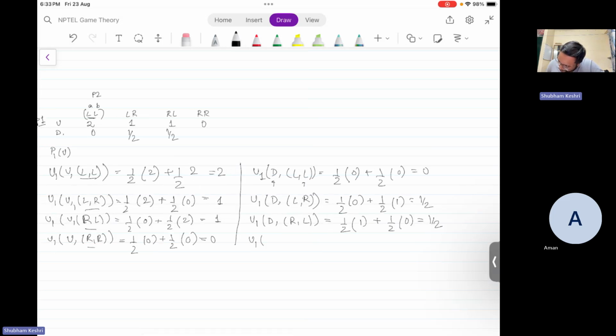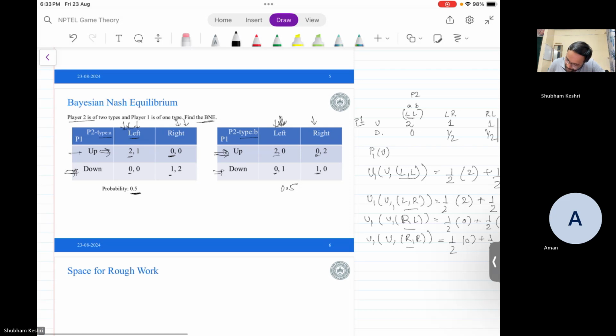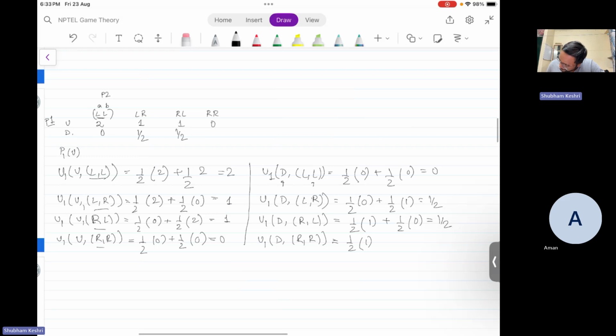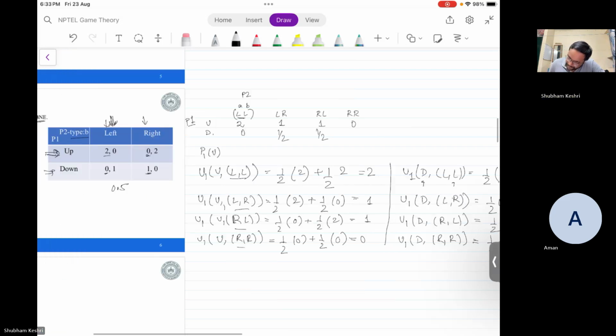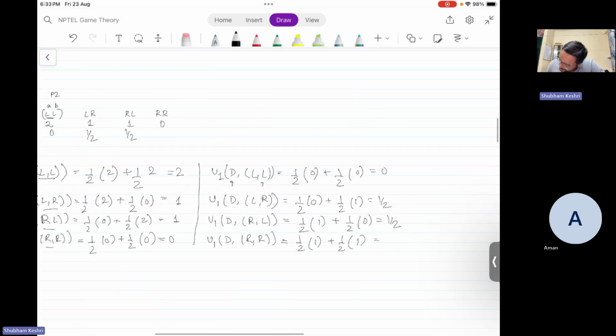Now the utility of player 1 when he plays down and the other player, player 2, is playing R, R. Again I'll repeat, player 2A is playing R and player 2B is playing R, which will become half times... You see, player 1 is playing down and player 2 is playing R, he's getting a utility of 1. Alright, so this will be 1 plus half times, when he is playing down and the other player is playing R, he is getting a utility of 1 again. So therefore this will become 1.